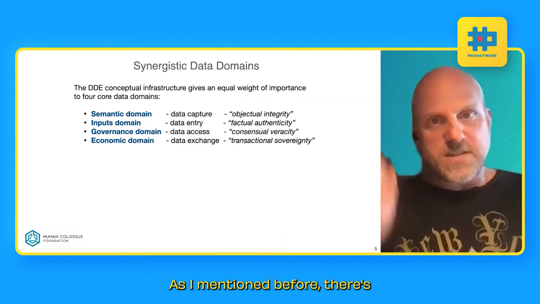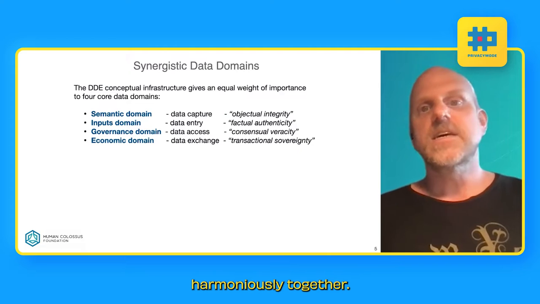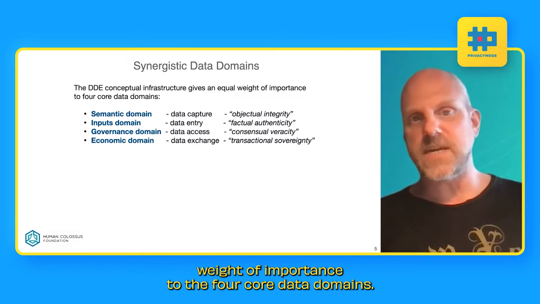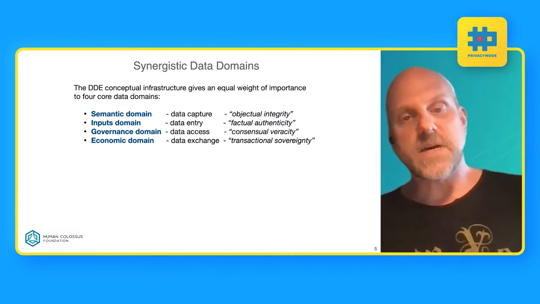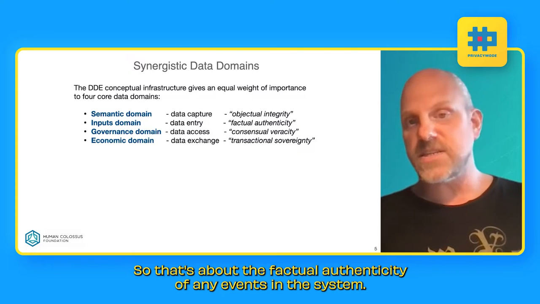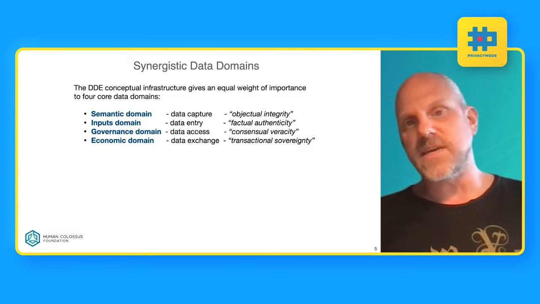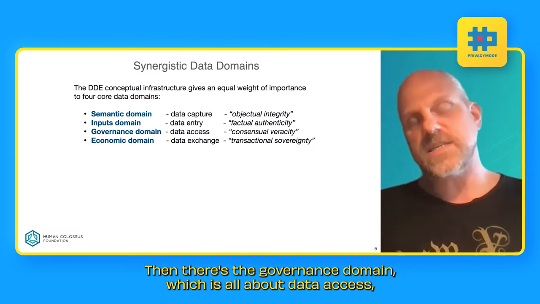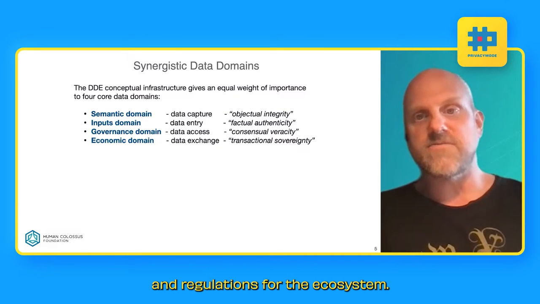As I mentioned before, there are synergistic data domains that all have to work harmoniously together. And the DDE concept gives equal weight of importance to the four core data domains. So the semantic domain, which is really about data capture and objectual integrity within the system. The inputs domain is about data entry. Data inputs, so that's about the factual authenticity of any events in the system. So any temporal events. As soon as you mark something with a signature, then you can consider that to be a fact. Then there's the governance domain, which is all about data access, and that's really a consensual veracity for the policy and notice and regulations for the ecosystem.